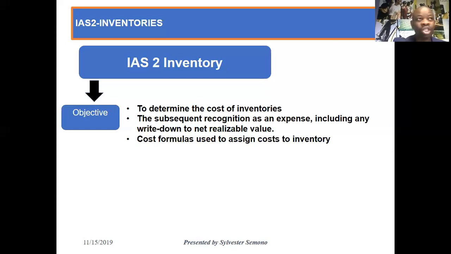Obviously, sometimes we do use what we call the FIFO and the weighted average method. We used to have LIFO before, but LIFO we don't use it anymore. So we're just going to use FIFO, which is first in, first out, and the weighted average method.